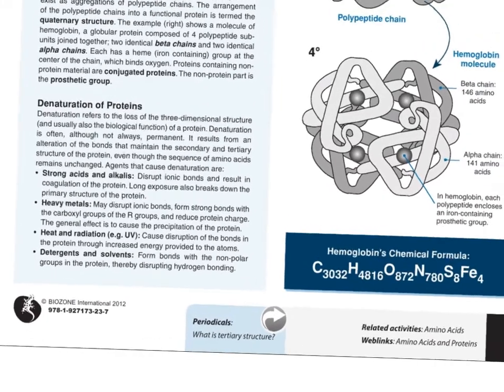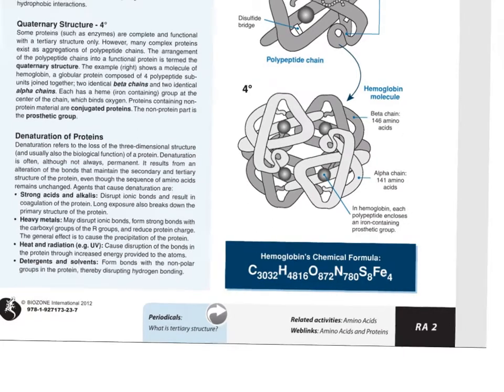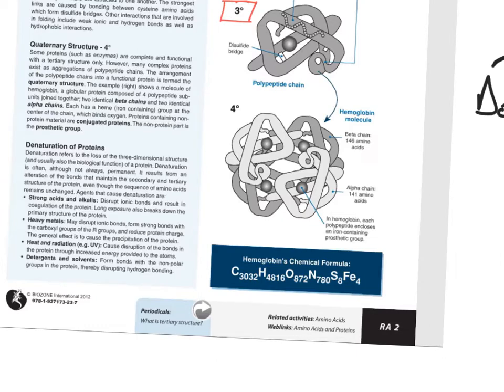So we can change the shape. We can temporarily impact the shape of a protein. By the way, this is hemoglobin's chemical formula. There's 3,032 carbons in hemoglobin. That's in one hemoglobin molecule in your red blood cell. 3,032 carbons, 4,816 hydrogens, 872 oxygens, 780 nitrogens, 8 sulfurs, and 4 iron atoms.